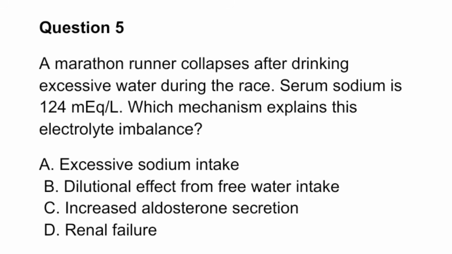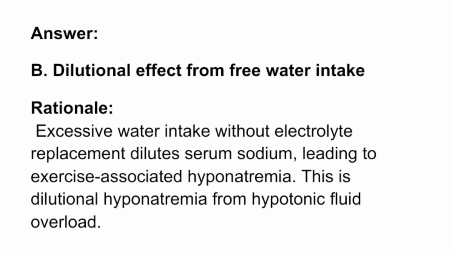Question 5. A marathon runner collapses after drinking excessive water during the race. Serum sodium is 124 milliequivalents per liter. Which mechanism explains this electrolyte imbalance? A. Excessive sodium intake. B. Dilutional effect from free water intake. C. Increased aldosterone secretion. D. Renal failure. Answer: B. Dilutional effect from free water intake.